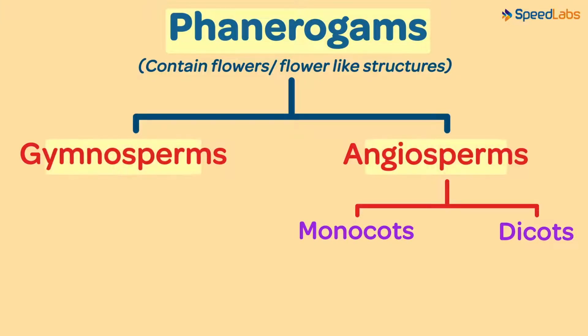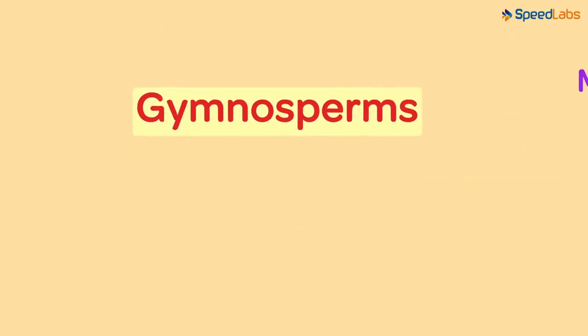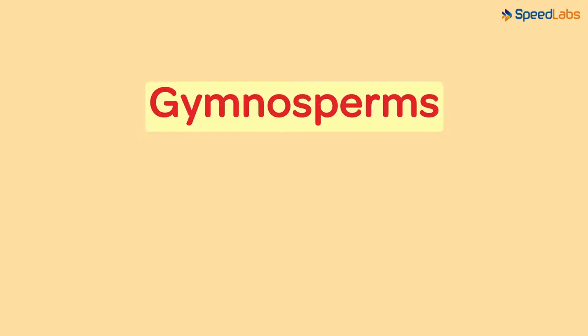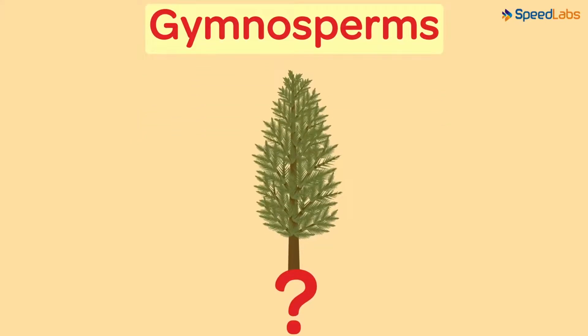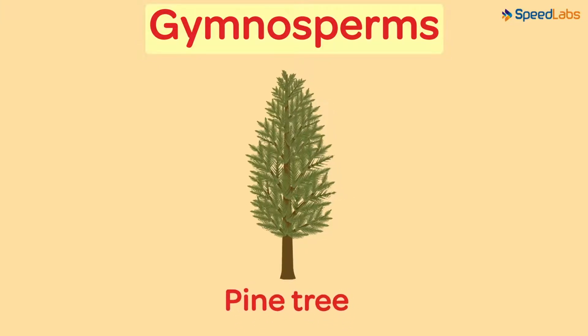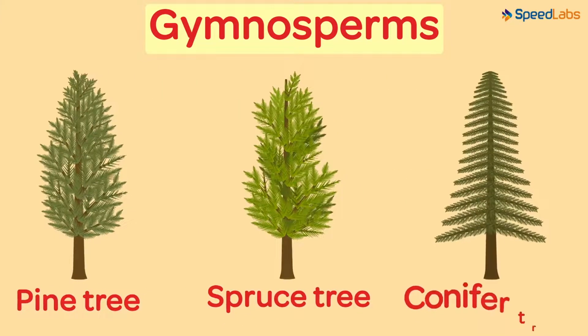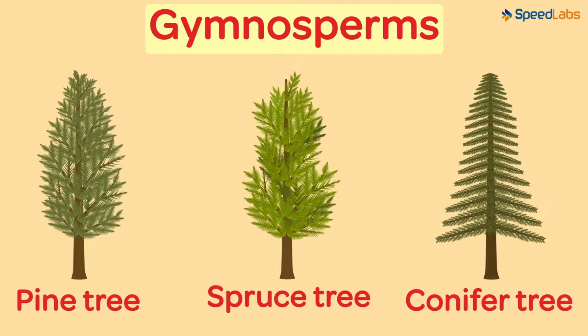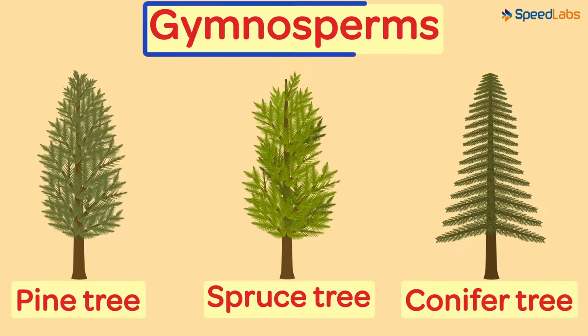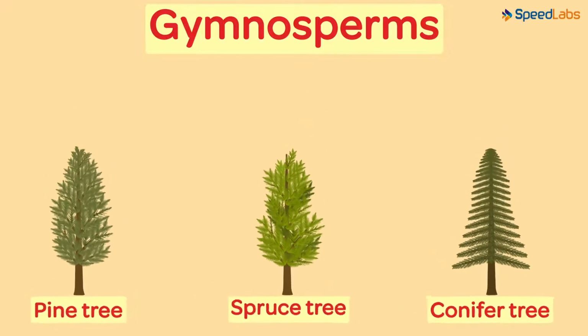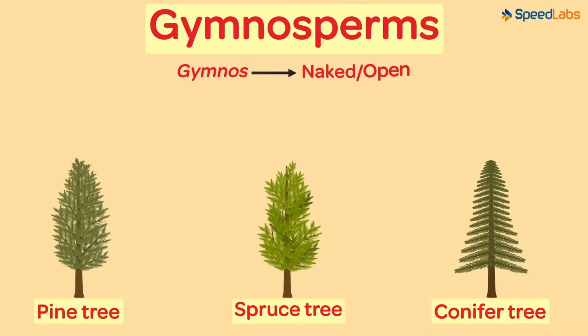Let's look at each type, and to begin with, we have Gymnosperms. Have you ever seen huge trees without flowers or fruits? We all are familiar with the pine tree, the spruce tree, and many conifer trees which dominate the snow-clad regions of the earth. These are all examples of Gymnosperms. As the name says, gymnos means naked or open, while sperma means seeds.